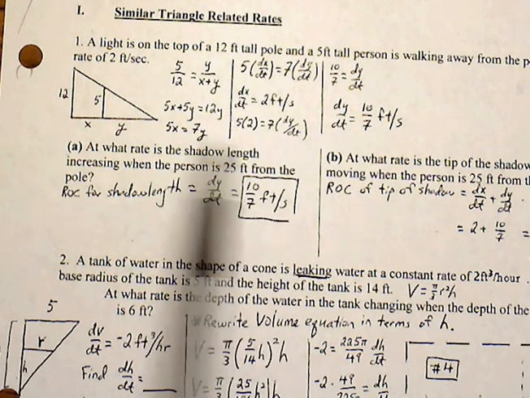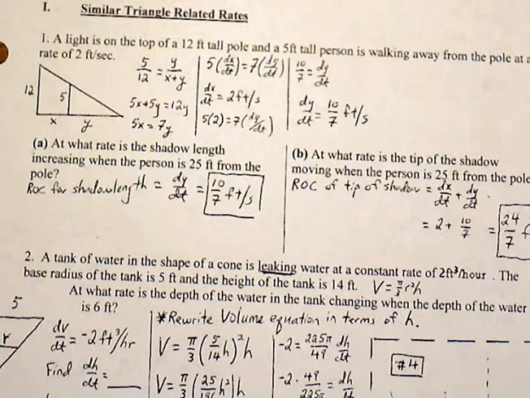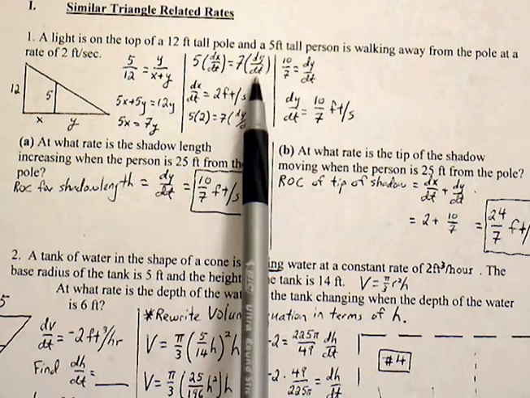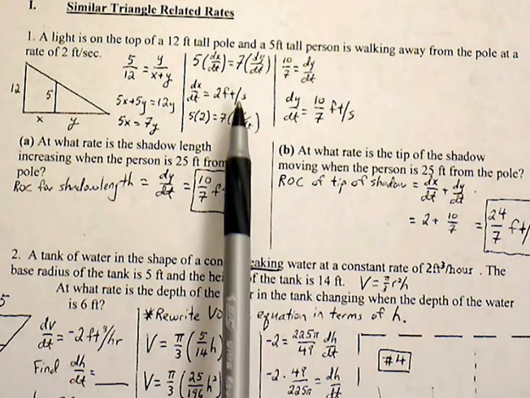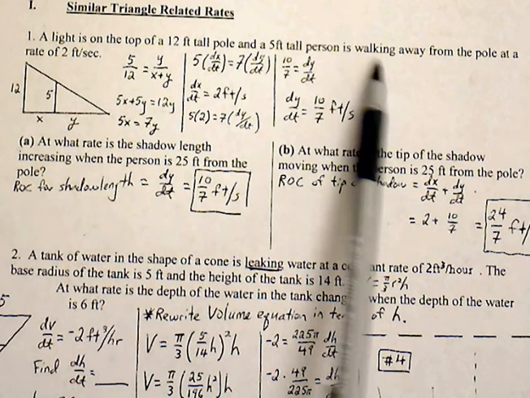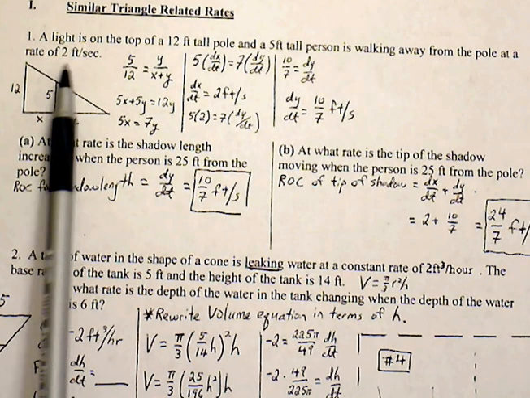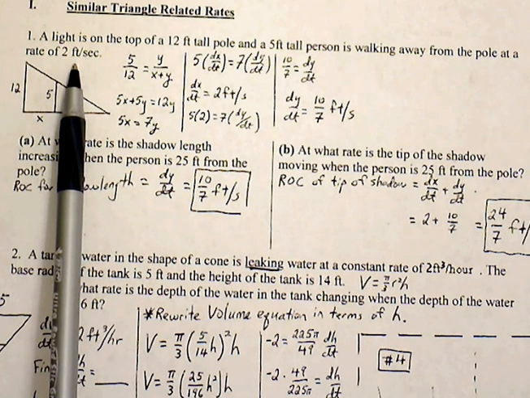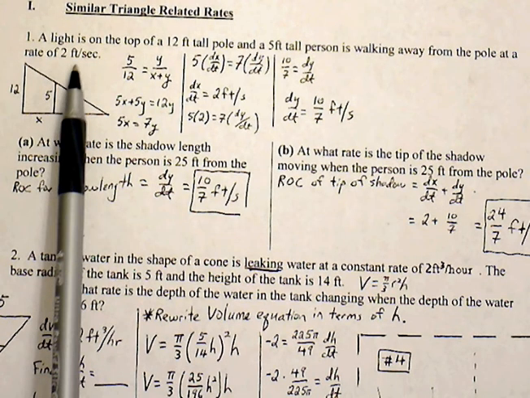Find the derivative of each term with respect to time. So we get 5 dx/dt is equal to 7 dy/dt. Okay. The person is walking away from the pole at a rate of 2 feet per second. So dx/dt is going to represent the rate of change of the person walking.